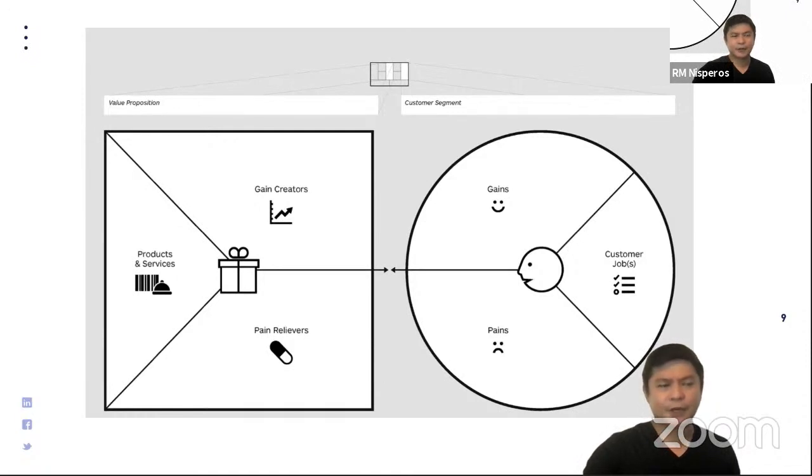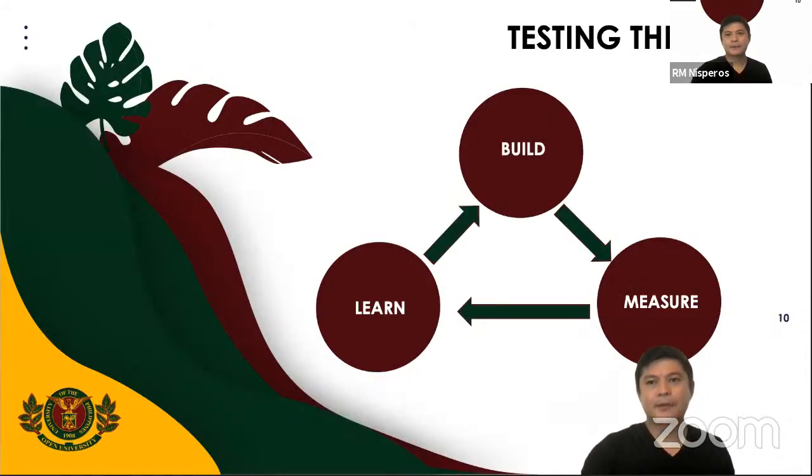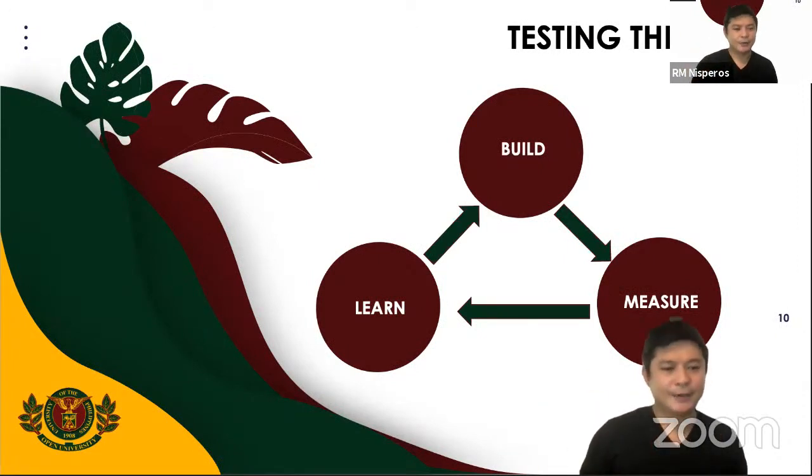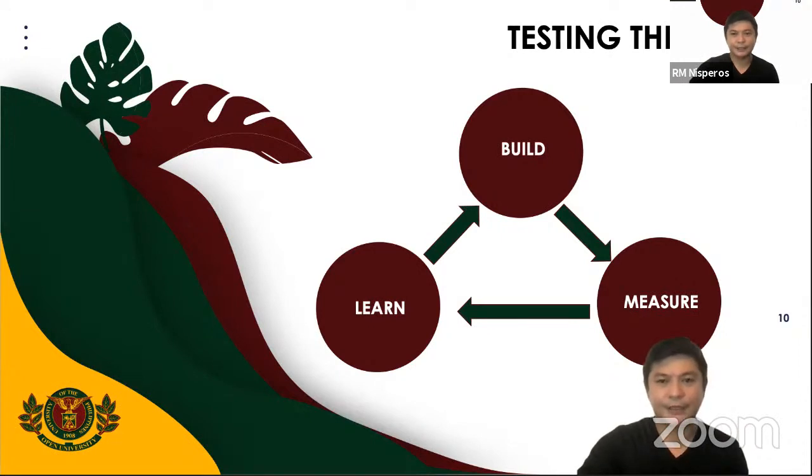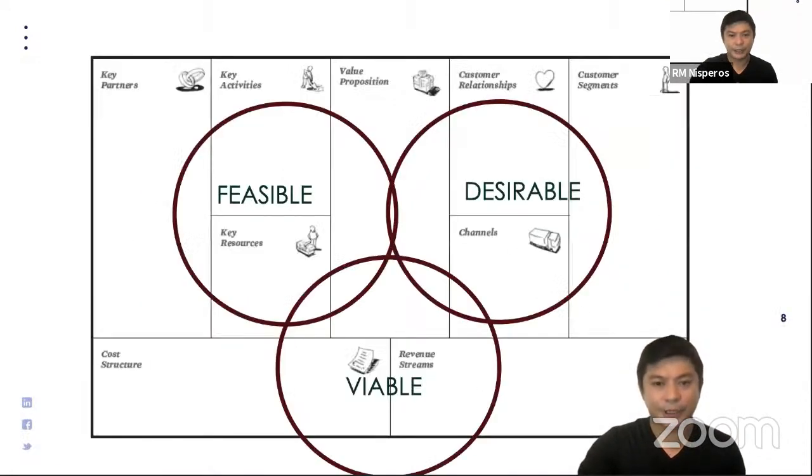This one is part of our third activity for the course. Now, we test the business model. Why do we need to test? Because when we created the business model, what we've listed here are guesses, basically.